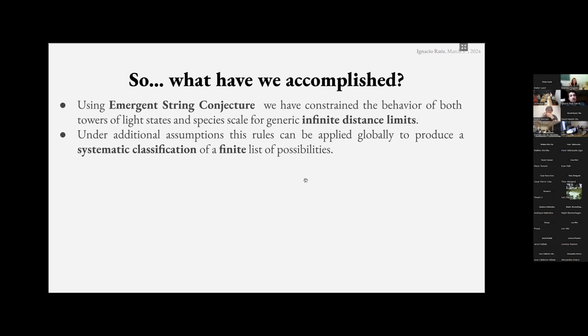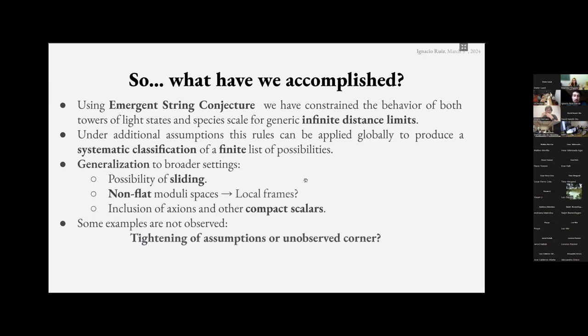As for where to take this farther, as we have seen, one possibility would be to fully understand how sliding works and the different possibilities of it and the interpolations, and also going to non-flat moduli space, maybe by the inclusion of axions or other compact scalars, where we no longer have a global flat manifold or a scalar manifold, or maybe it is not complete. So one might have to work with different local frames.